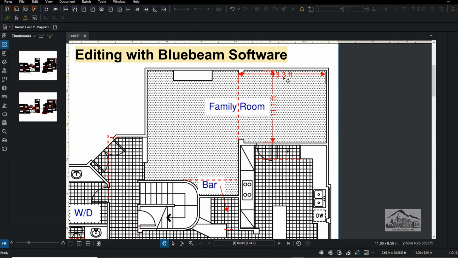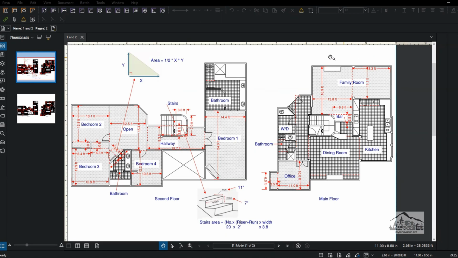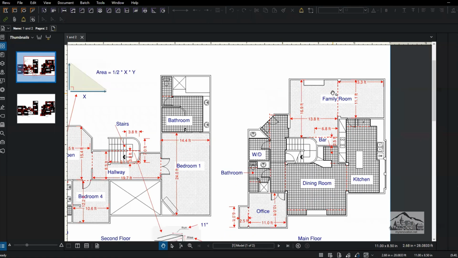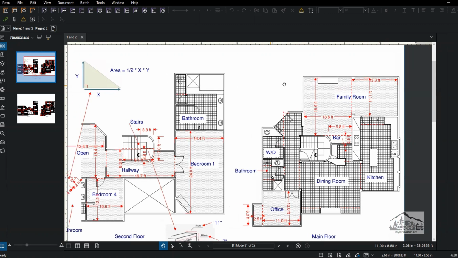So this is 13.3 feet, and this is 11.1 feet. So we keep measuring each area. Just for example, like the family room here, you'll have 13.3 times 11.1 plus 16.9 times 13.8 plus this little area here, 6.8 by 2.5. Just keep measuring each area for the carpet.